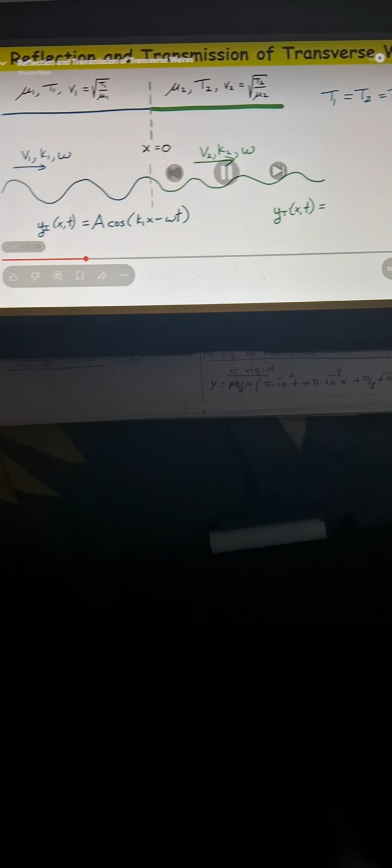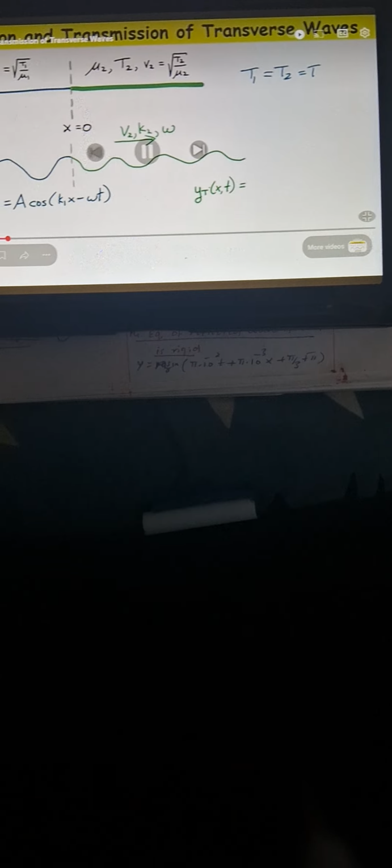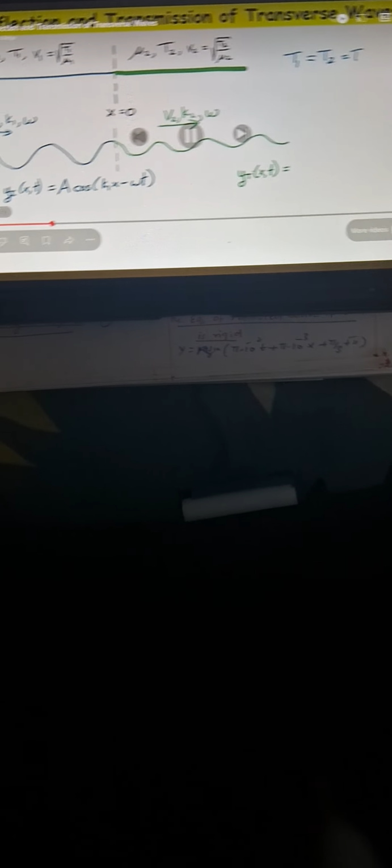Good morning everybody, myself Acharya Vishvendra, and today I am going to discuss a worksheet on reflection and transmission of transverse waves on a string. So let's begin with the worksheet. Here is the worksheet on reflection and transmission of waves.